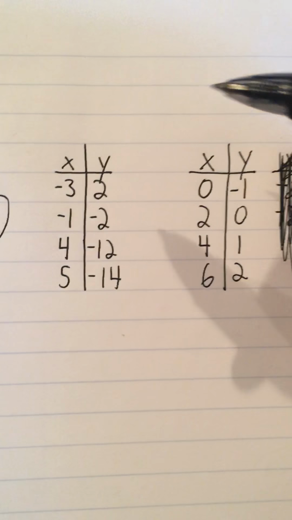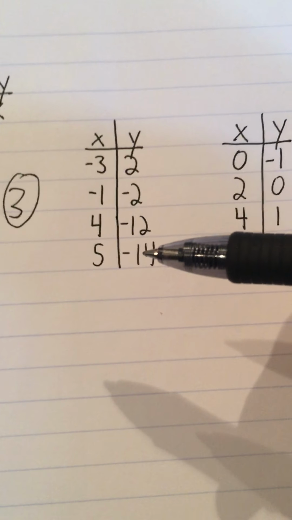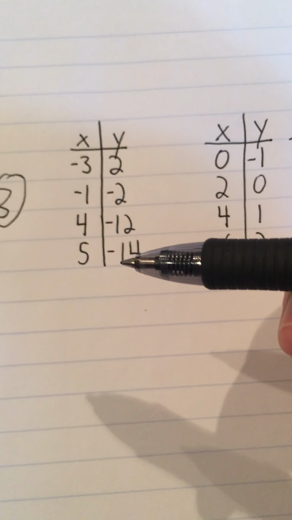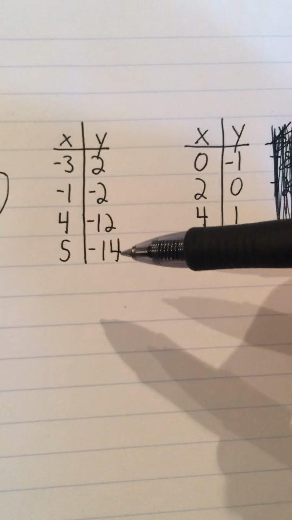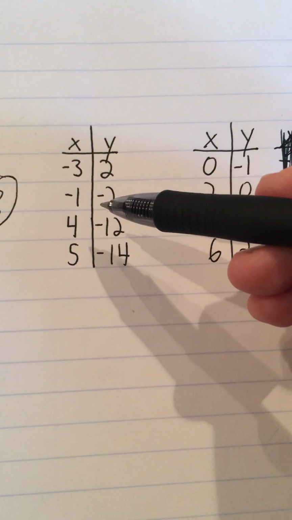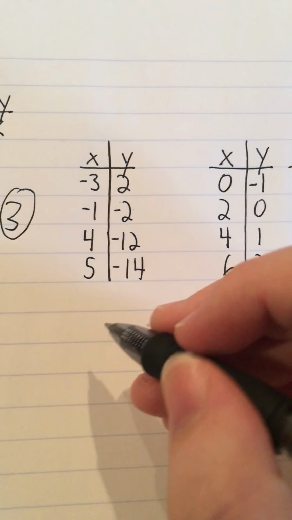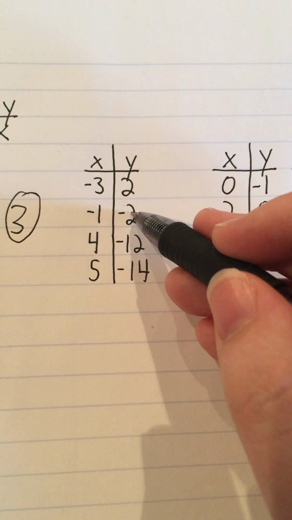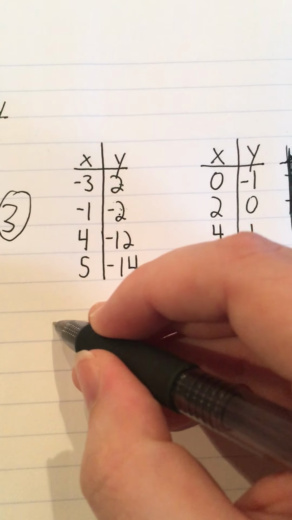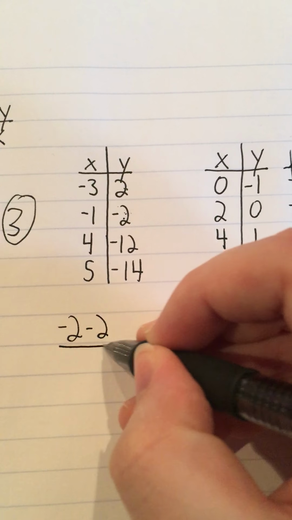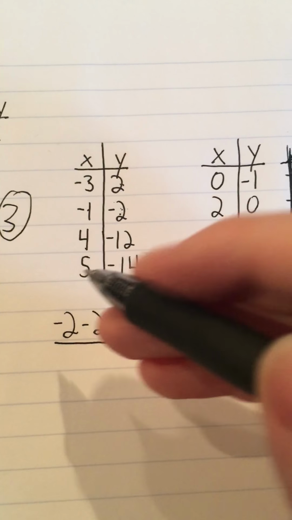For this next one, this one has a lot of negatives in it. I'm not going to be able to avoid the negatives, and that's fine. That just means you have to be consistent with what numbers you pick and the order that you do them. So I'm going to pick these 2 numbers here for mine. So we have our change in y, which is, I'm going to go this way, so negative 2 minus 2. And then for our x, I'm going to go negative 1 minus negative 3.